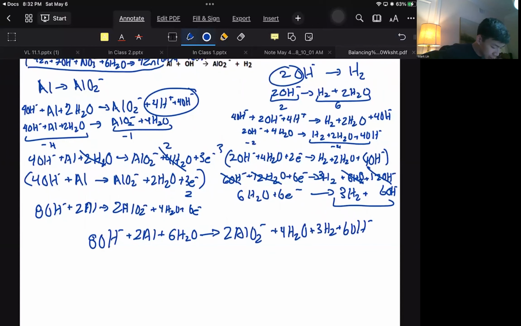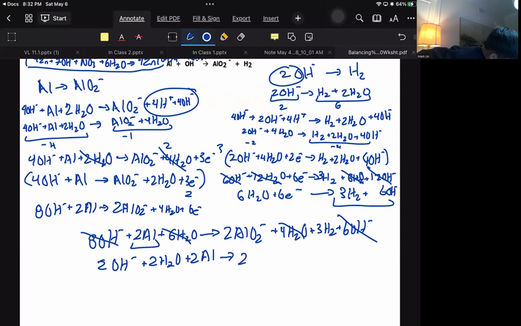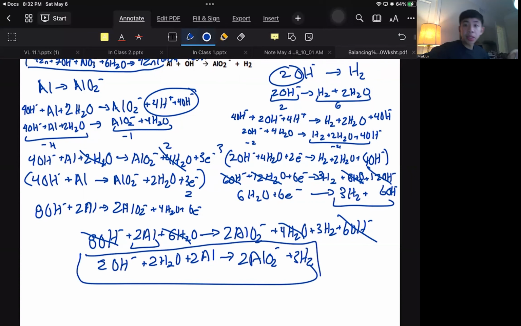And so from here we can actually cancel some things out. This 6 OH can cancel out. 8 minus 6 is 2, so it's going to be 2 OH minus plus this 6 H2O can cancel out with this 4 H2O, which is going to give us 2 H2O. Bring this Al down to Al. And this is going to be 2 AlO2 minus plus 3 H2. Sweet. All right. Yeah, this is it.